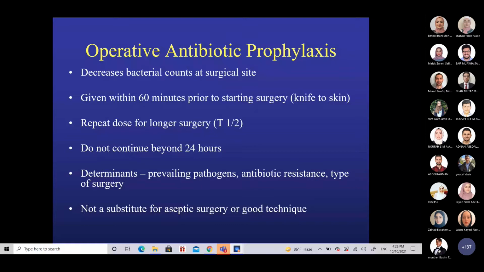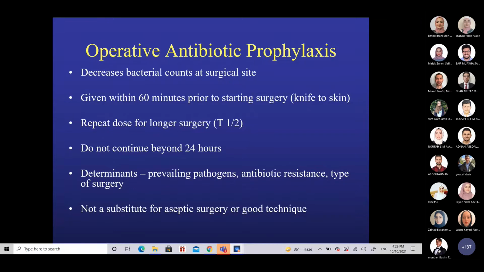This is achieved by giving the antibiotic 1 to 2 hours before surgery. Of course, it depends on the pharmacokinetics of the antibiotics, usually around 2 hours. It is recommended to repeat the dose after long surgeries, and as we said, by default prophylactic antibiotics are given for up to 24 hours, not more than that. If you extend therapy beyond 24 hours, then this is not prophylactic. This is therapeutic antibiotics.